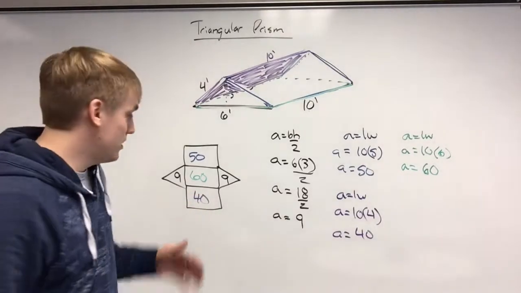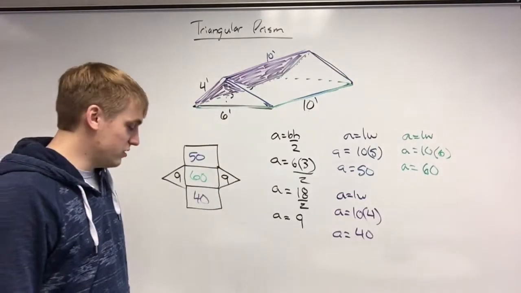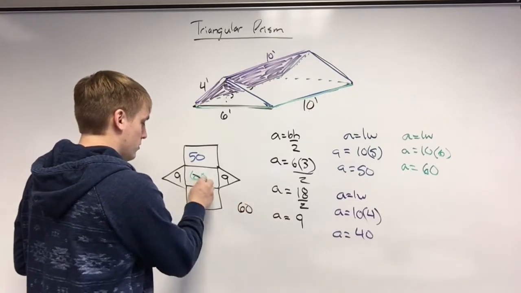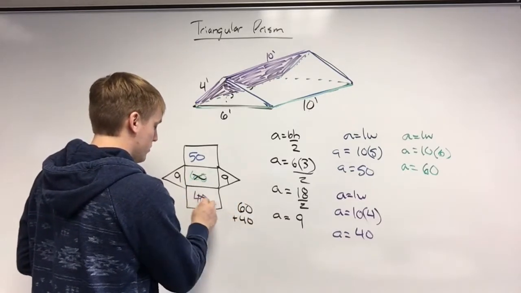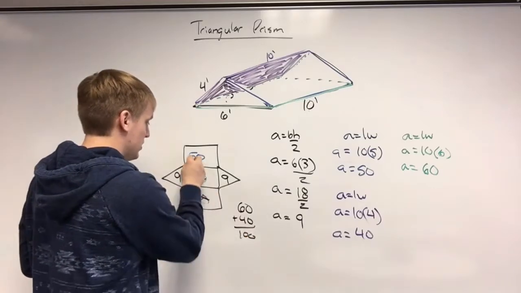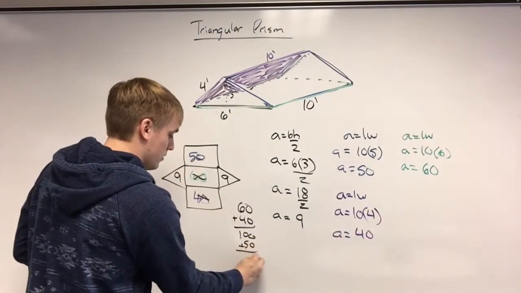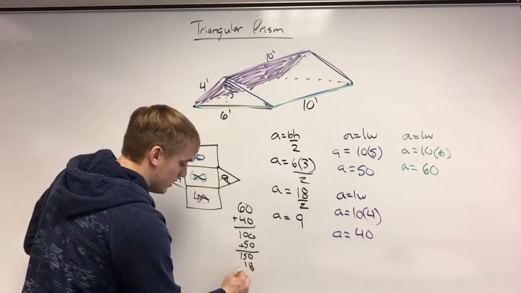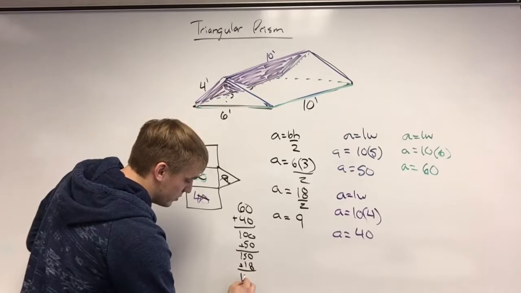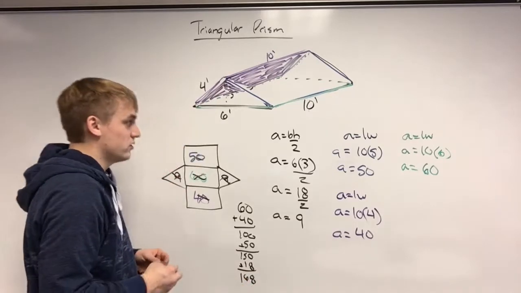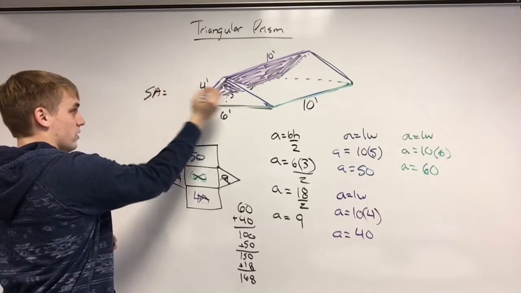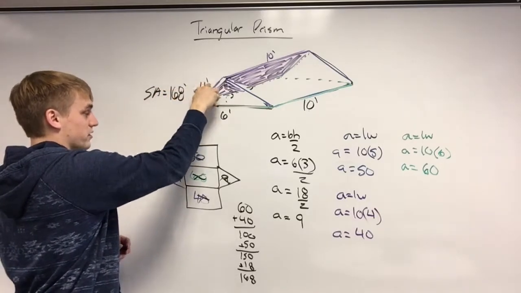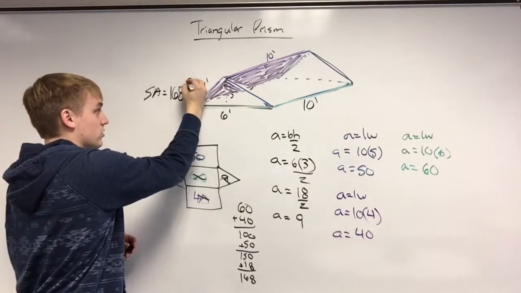So our last step, since we filled in every spot on our geometry net, is just add them up. So I'm going to do 60 plus 40 is 100, plus 50 is 150. 9 plus 9 is 18. So I'm going to add 18, and I get 168. So my surface area of this triangular prism is 168 feet. So that's my units, my label, squared.